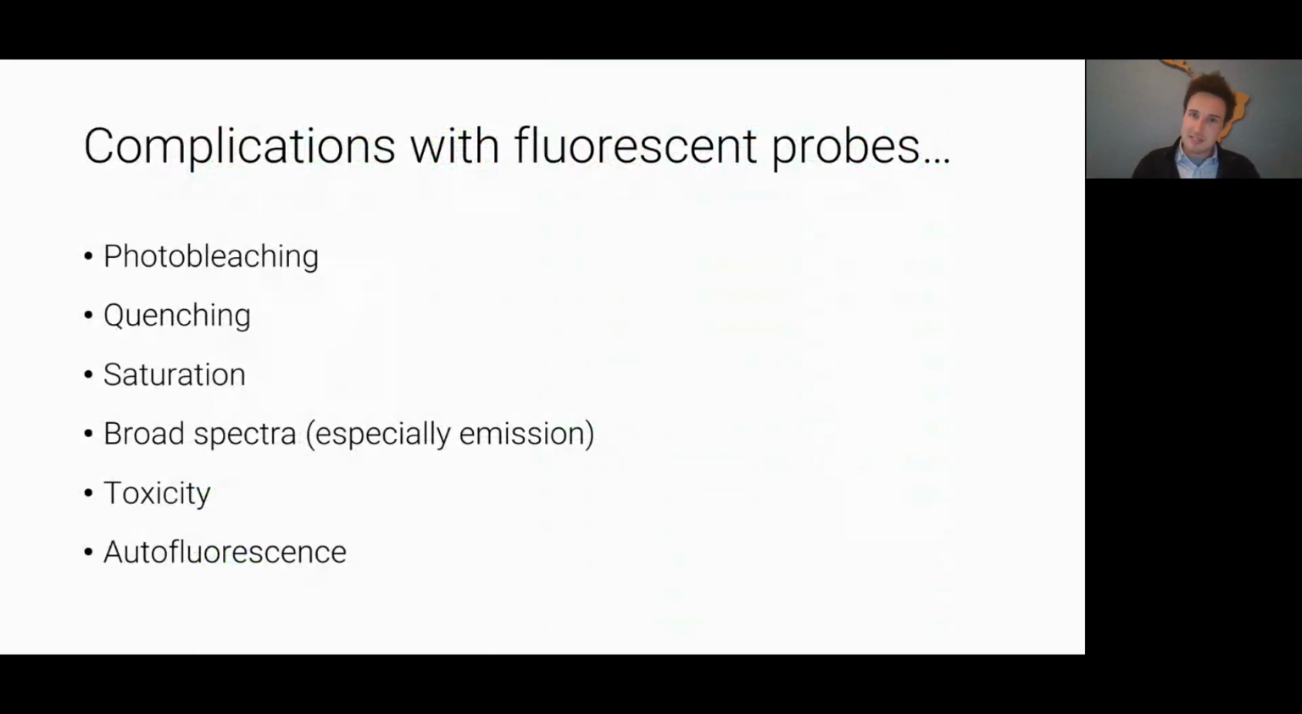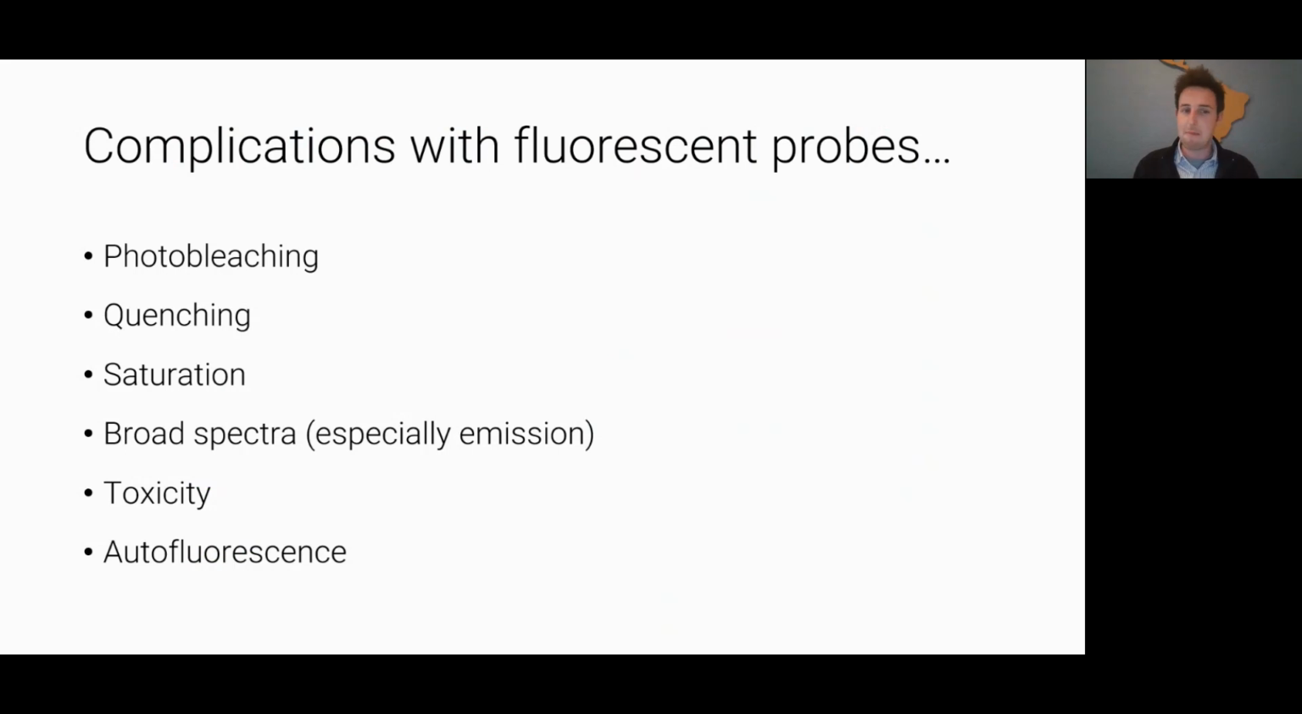It's not all plain sailing. There can be a lot of problems, issues, complications with the fluorescent probes. The photobleaching I mentioned earlier, this irreversible covalent damage to your probes. Quenching can often be a problem as well, especially in particular cellular environments, or self-quenching. So we just need to be careful of that.